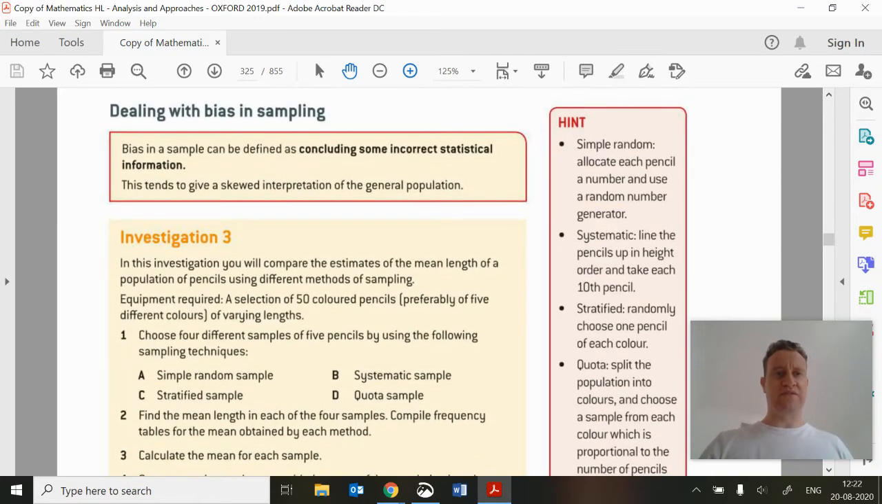We're about to do 5C, and 5C is a bit of a hodgepodge of ideas. We're talking about bias, reliability, measures of central tendency, measures of dispersion, and histograms as well, but only histograms with equal size class widths. In other words, bar charts. So, bar charts really.